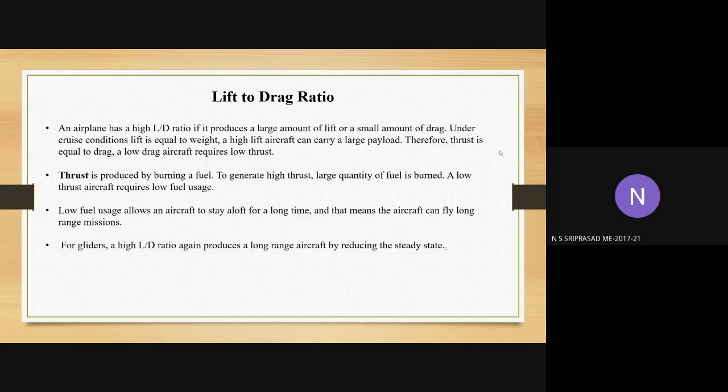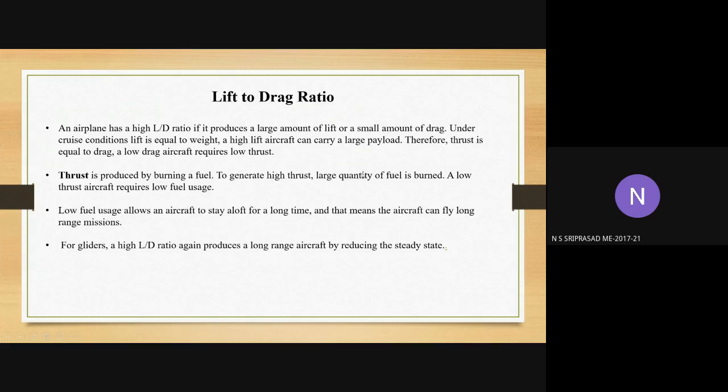Because there is more curvature, there's going to be more lift for sure. Now, if you don't have surfaces which will induce more drag, that means the plane is definitely going to have less drag. So the lift to drag ratio will be high. When that is high, the plane will generate more lift. And thrust, as I told you, is produced by burning fuel. So to generate high thrust, a large quantity of fuel is burnt. A low thrust aircraft requires low fuel usage, right?